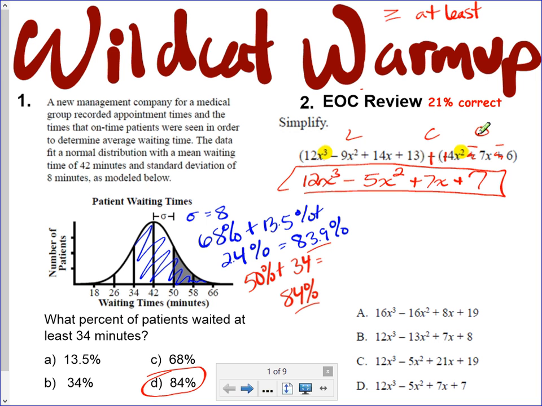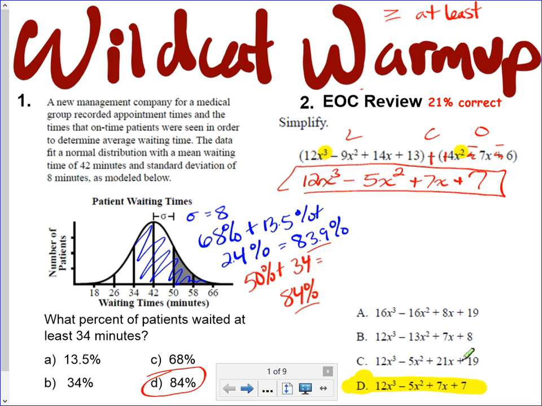Leave, change, opposite. So leave the first polynomial exactly like it is. Change the subtraction to addition. And when you do that, it's like you're distributing the negative, so you got to take the opposite of everything in the second expression. So correct answer was D. Good, Talia. Questions on 1 or 2? Never trying to trick you, just trying to make you think.